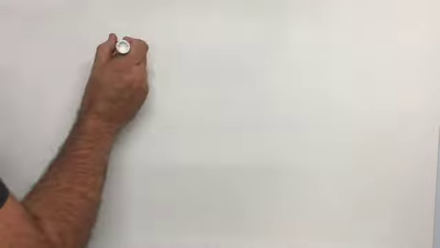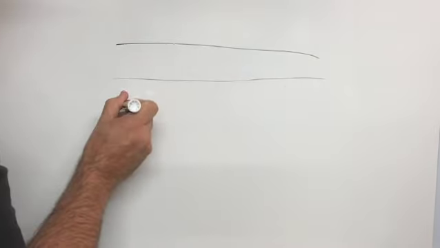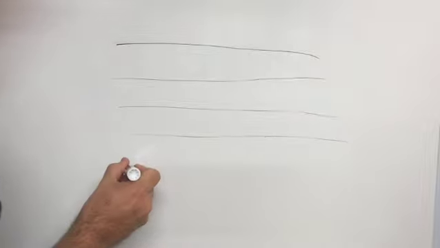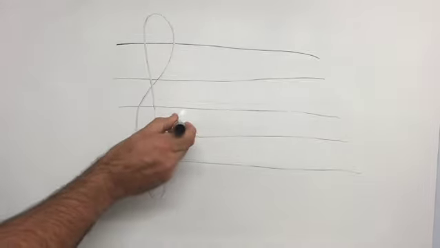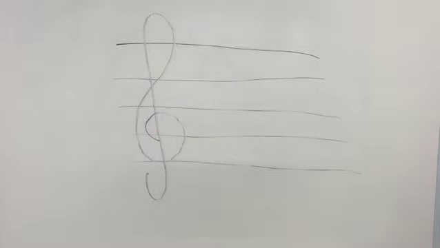Music is written on a series of 5 lines. These are called the staff or stave, and this is where we write our music notes. To show where in pitch the notes sit, so they are written as high notes or low notes, we use a different sign at the beginning of the staff. That sign is called a treble clef. The treble clef indicates higher notes.